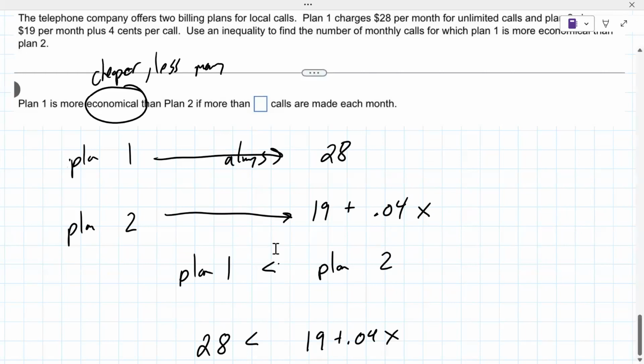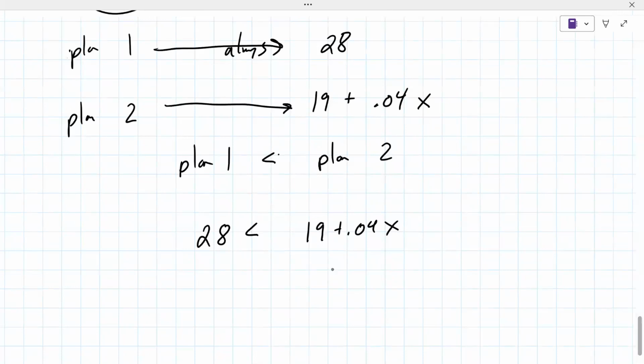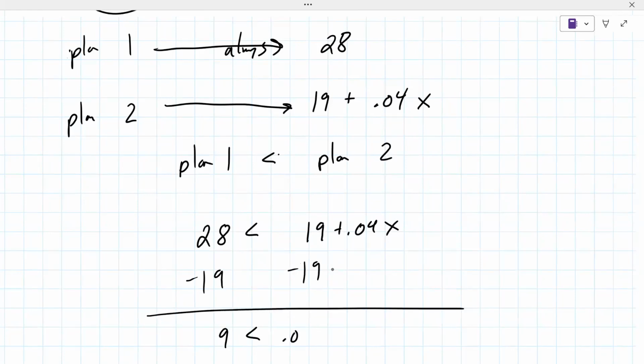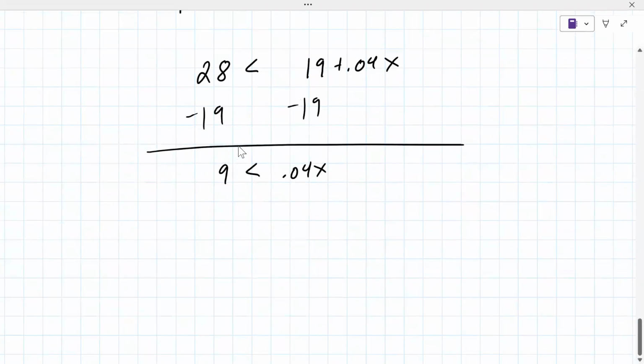So this is the inequality we have to solve. And to do this, we're going to subtract 19 from both sides. 9 is less than 0.04x. This is the point where I probably would, well, I guess we can do that later. 0.04, you're going to divide both sides by that. Do you have a calculator handy? Yeah, I do. Okay.